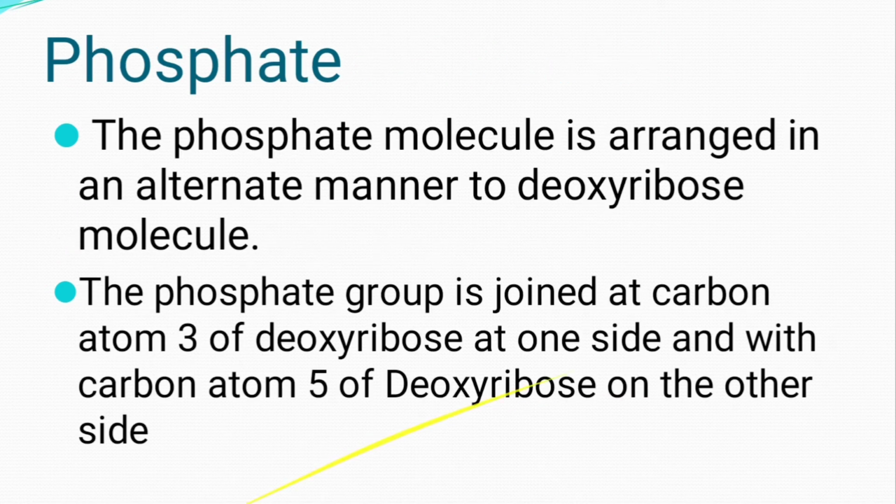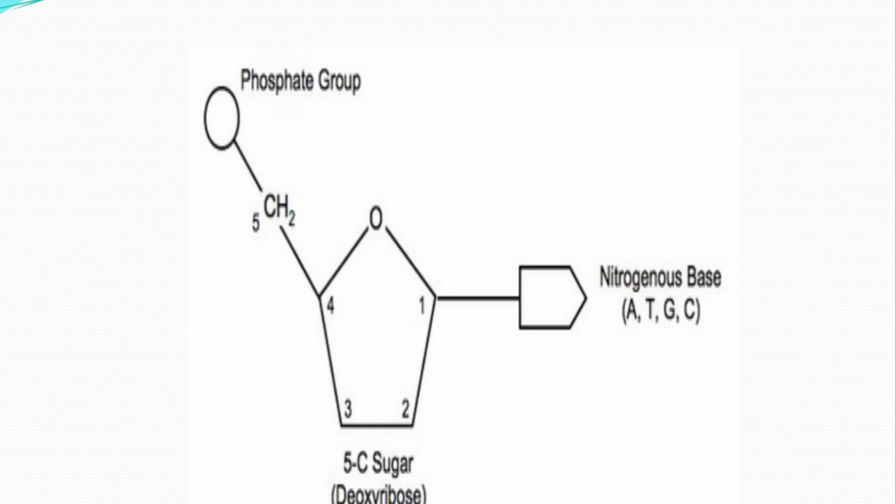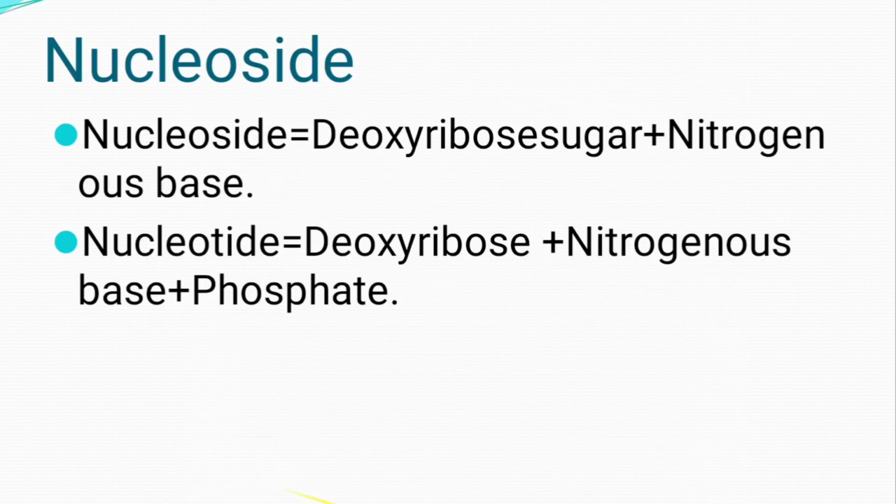Okay, coming to the phosphate molecule, they are arranged in an alternate manner. You can see in this picture the phosphate groups are attached to the deoxyribose molecule. Actually, the phosphate groups are attached on both sides. In this picture you can't see it clearly. It is just a structure. You can assume it.